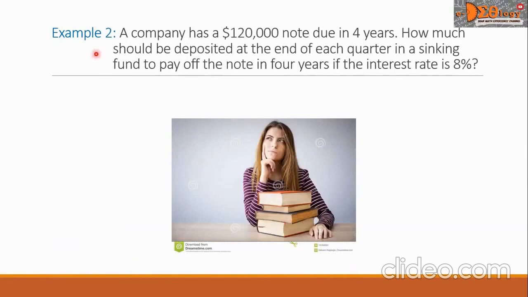Let us see example 2. A company has a $120,000 note due in 4 years. How much should be deposited at the end of each quarter in a sinking fund to pay off the note in 4 years if the interest rate is 8%?